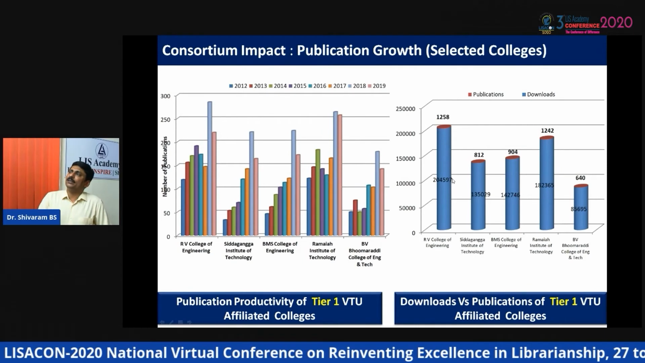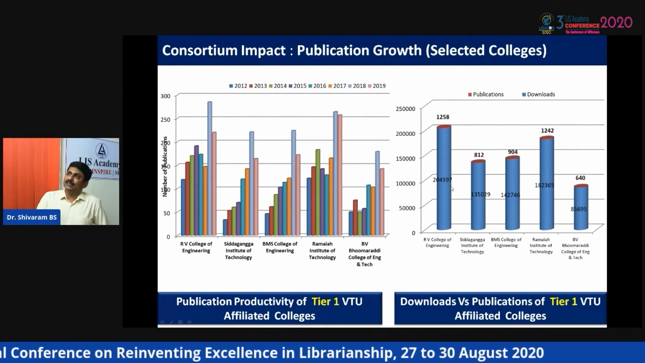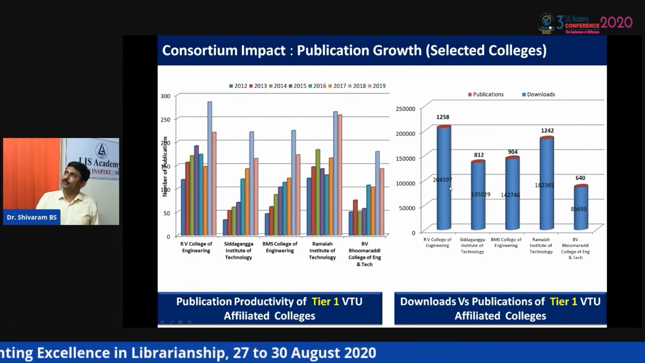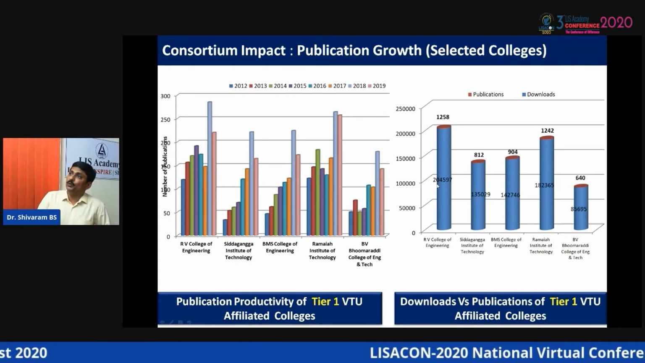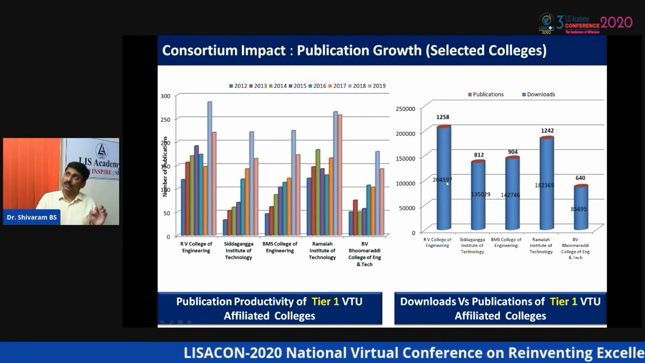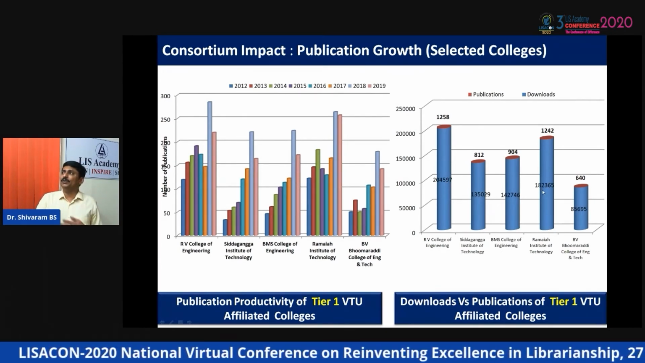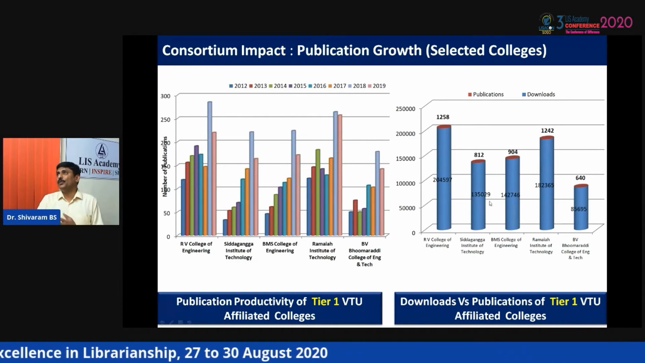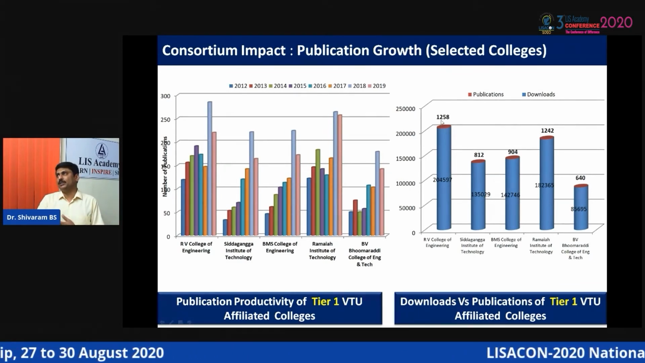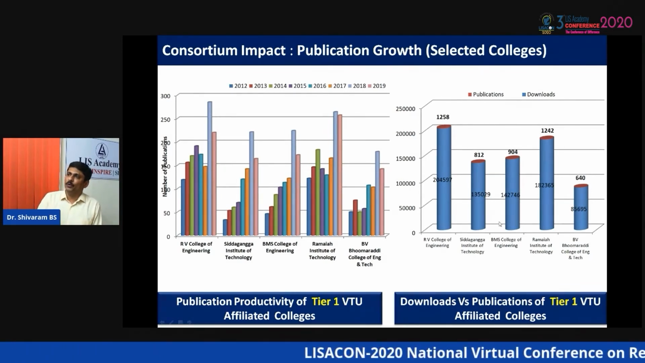And if you look at download statistics, in these 4 years RV downloaded more than 2 lakh consortium articles, and Ramaiah has downloaded 1,82,000. So their download range is also higher, and the publications were also relatively higher.